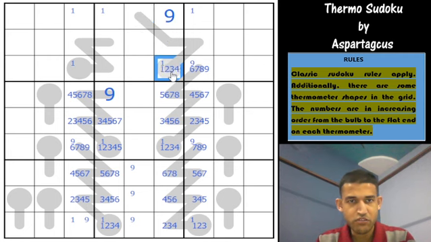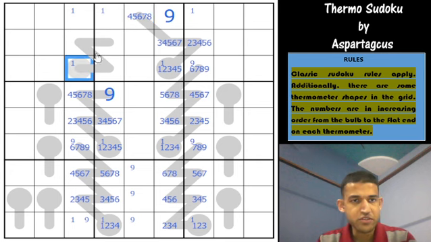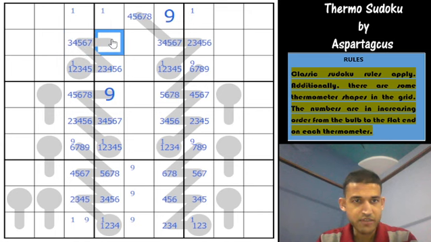1, 2, 3, 4, 5. 2, 3, 4, 5, 6. 3, 4, 5, 6, 7. 4, 5, 6, 7, 8. And similarly, this one would also have a maximum of 8 here because of the 9. So both of these are exactly the same. 2, 3, 4, 5, 6. 3, 4, 5, 6, 7. And 4, 5, 6, 7, and 8.